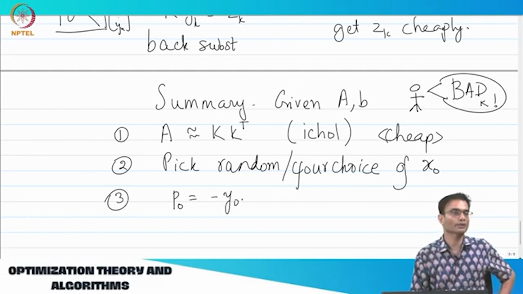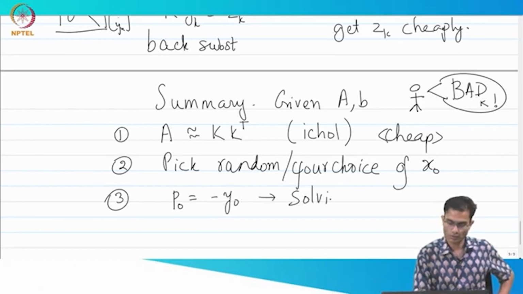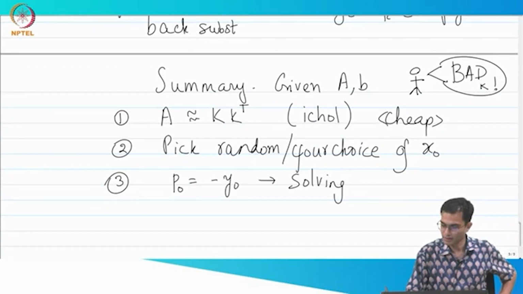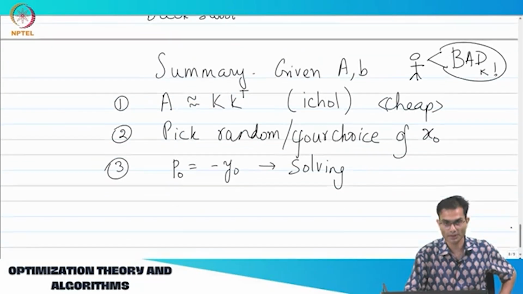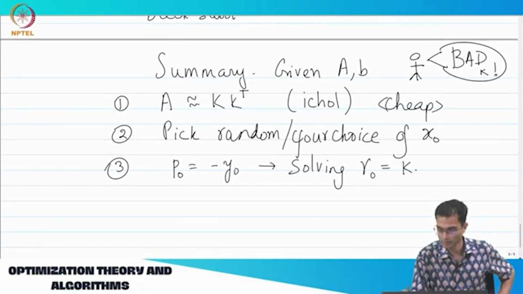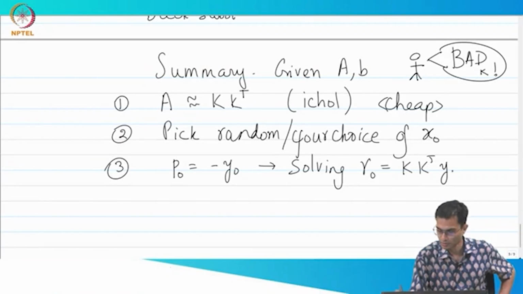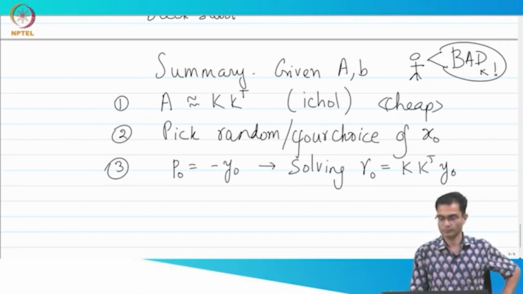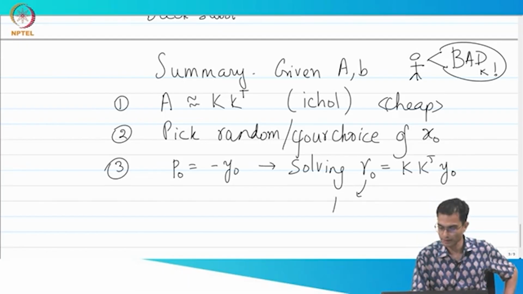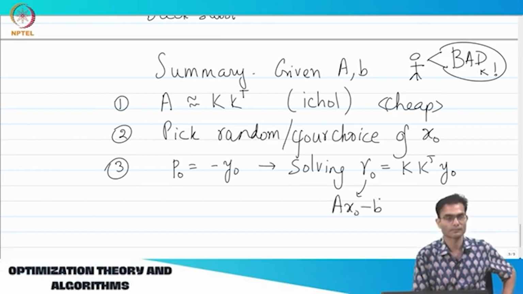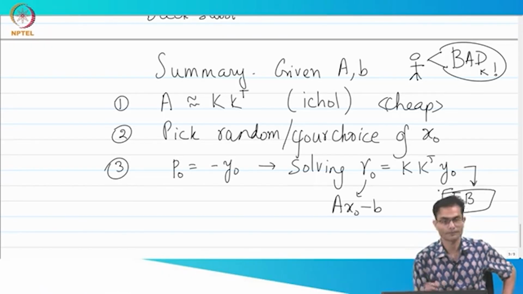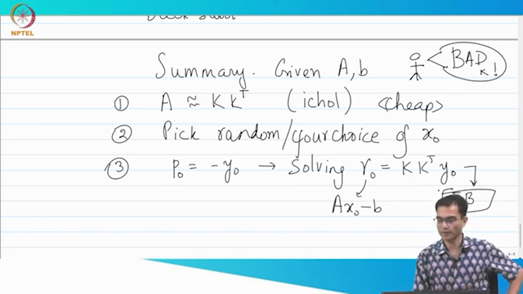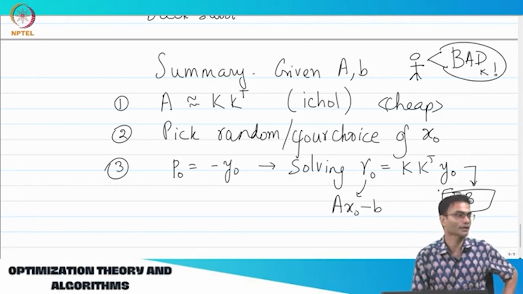To get Y0, what am I doing? Solving. This is that equation over here. R0 is equal to Kk transpose Y0. How did I get R0? Simply A X naught minus B, right? So I can do this by, let's give it a nickname, forward substitution, back substitution, FB. FB gave me this. So I got my Y naught, minus of that gave me my P naught.